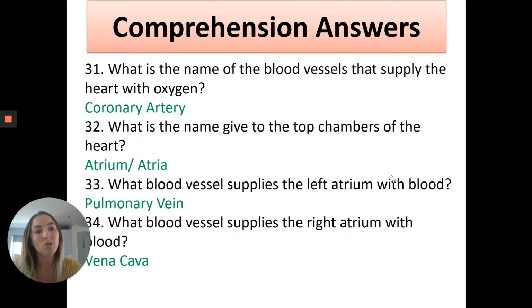What is the name given to the top chambers of the heart? So atrium, or atria for both of them. What blood vessel supplies the left atrium with blood? And it is the pulmonary vein. What blood vessel supplies the right atrium with blood? And it is the vena cava.